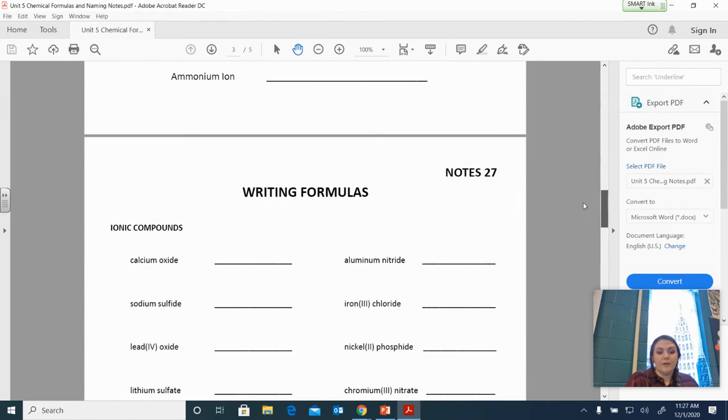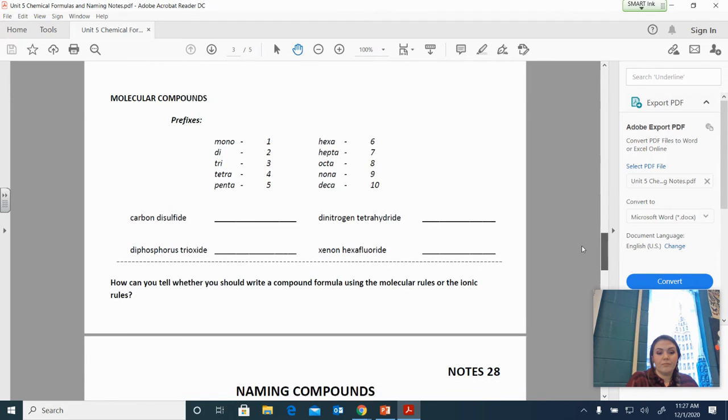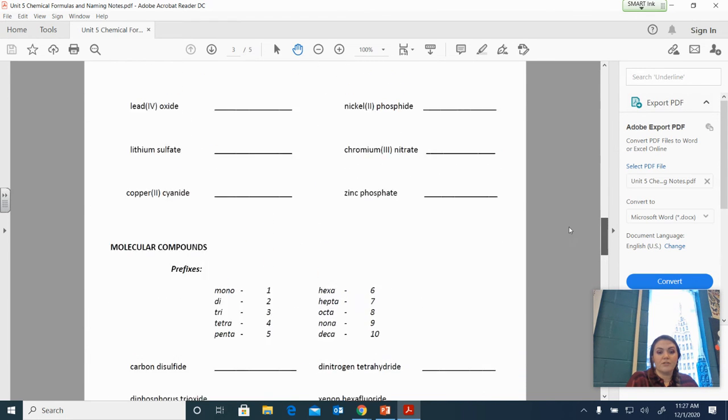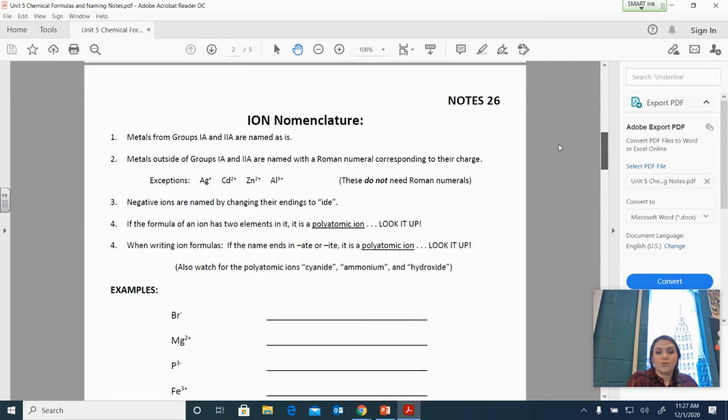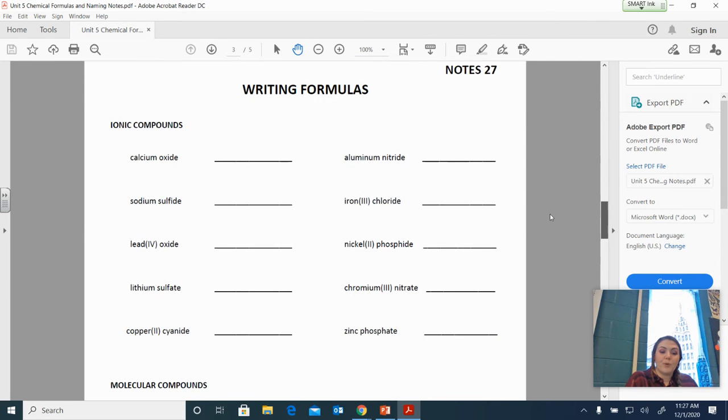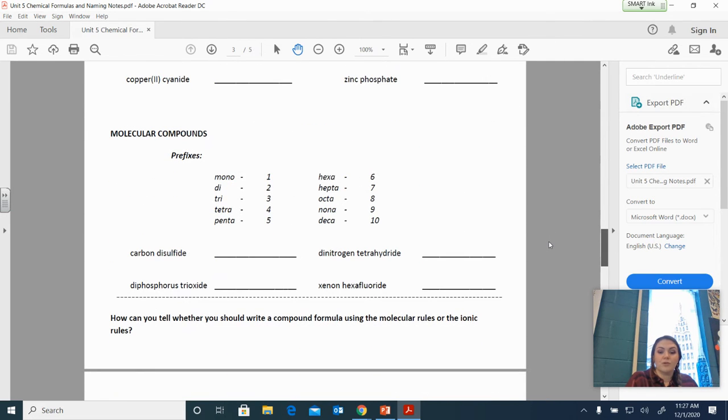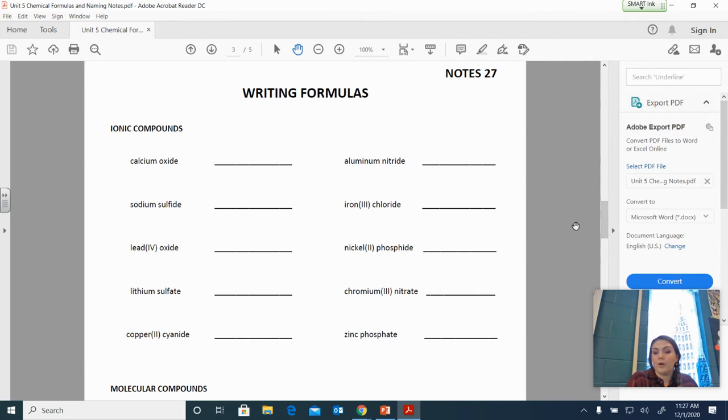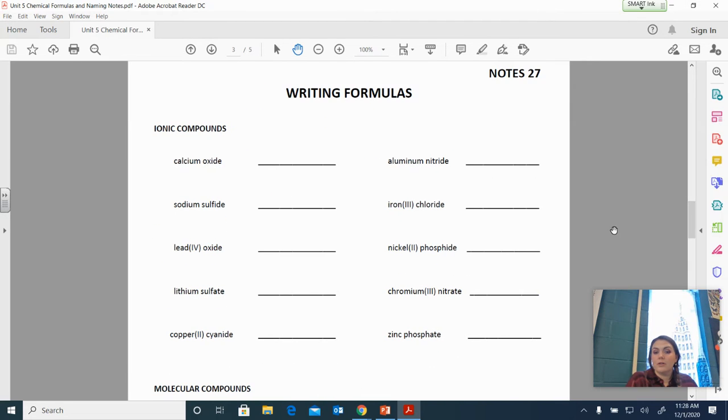And we're going to be doing this one. Yeah, just this top part. Okay, so just notes 27. It's really just notes 27 part 1. We're going to do molecular compounds tomorrow. So just this top part here.